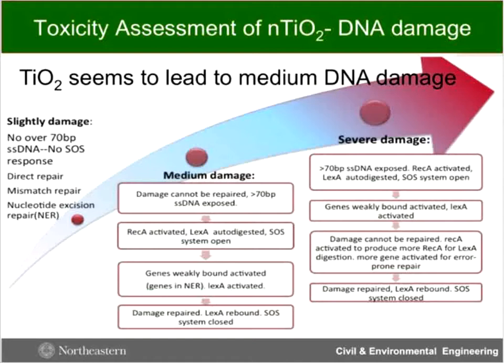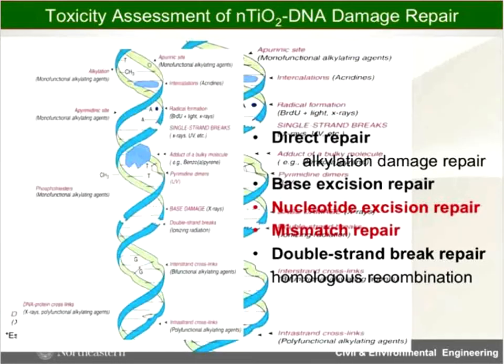So in our case, based on the gene expression, it seems that titanium dioxide leads to a medium-range damage. We do see upregulation of LEXA, and we see very mild upregulation of RECA. And once again, this is another messy slide that needs animation.